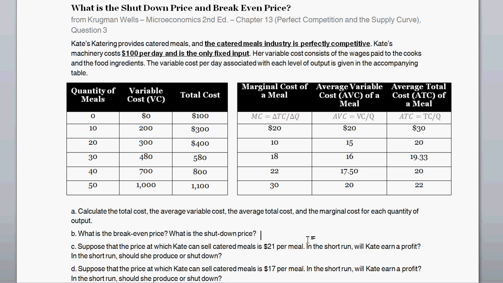So first off, let's just write it down. So the break-even price for this firm is going to be $19.33, that's at 30 meals produced. So let's just walk through the reasoning here. Let's say that the price of a catered meal is $20. So at $20, right, this firm is going to produce 30 meals.